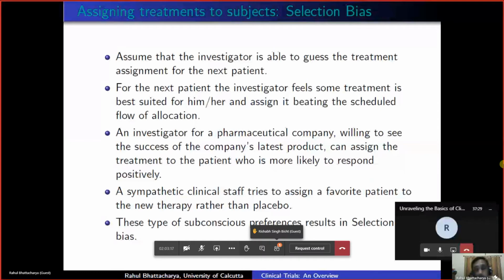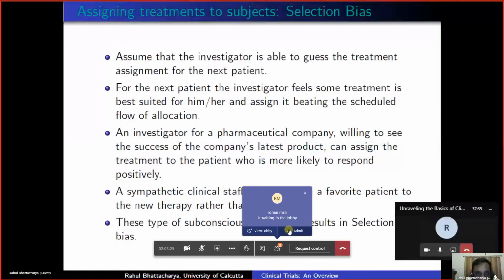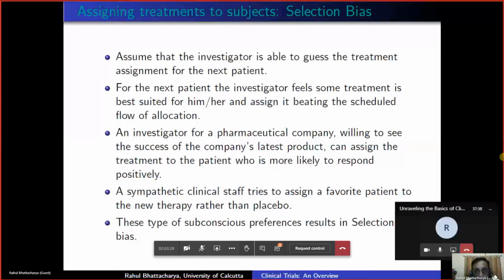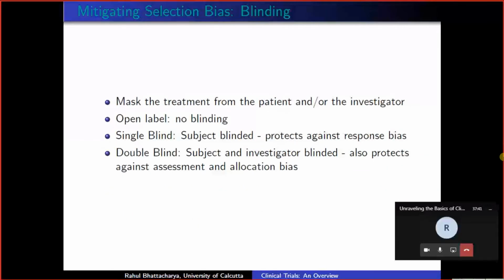Now, how to remove the selection bias? The basic idea is blinding. Blinding means masking the treatment from the patient as well as from the investigator. So neither the patient nor the investigator knows the treatment assigned. This means these treatments are generic, and are often put in some wrapper containing numbers 1 and 2, say 1 and 2 if it is a two-treatment trial. So neither the patient nor the clinician knows the exact treatment within wrapper number 1 or wrapper number 2.